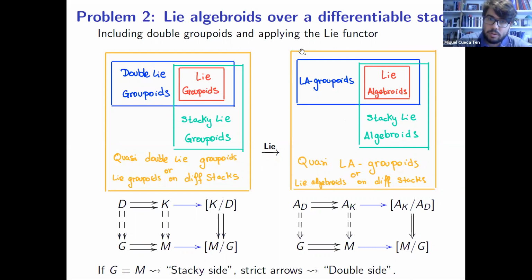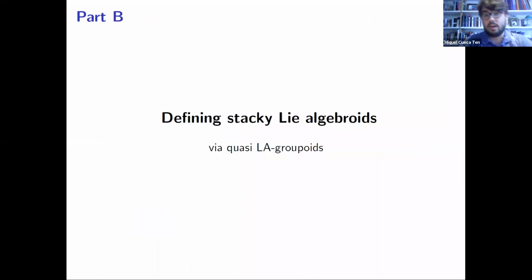So I will focus on this general object here, these quasi-LA groupoids, or Lie algebroids over differentiable stacks. This is what I want to define, and then we will show that in the case where G is equal to M, where you have here the identity groupoid in the base, then we have the definition of a Stacky Lie algebroid. So this is more or less the whole strategy that we will follow. Okay, so let's go to the second part, which is defining a Stacky Lie algebroid via these quasi-LA groupoids.